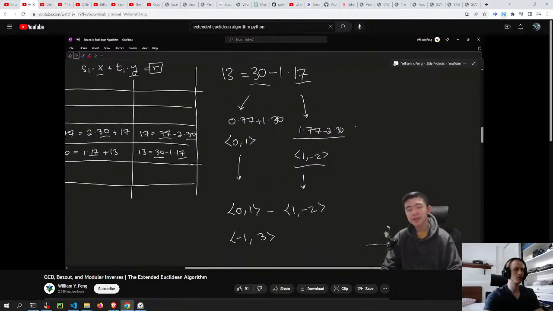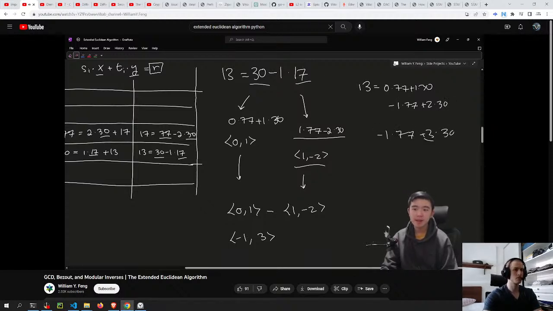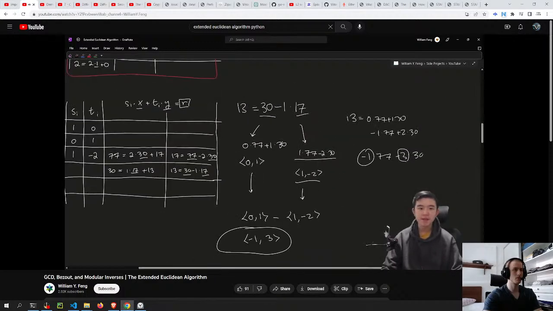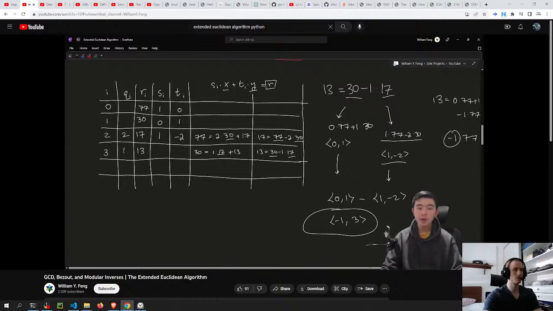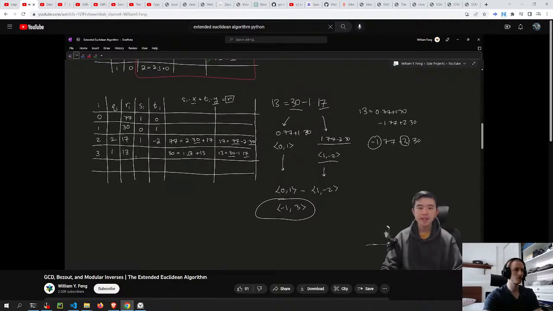What this really means is that 13 can be written as 0 times 77 plus 1 times 30, minus 1 times 77 plus 2 times 30. Combining like terms gives negative 1 times 77 plus 3 times 30. The coefficients of 77 and 30 are what we got in our vector computation. So we can fill in the table and write 13 as a linear combination of 77 and 30: the coefficient of 77 is going to be -1, and the coefficient of 30 is going to be 3.